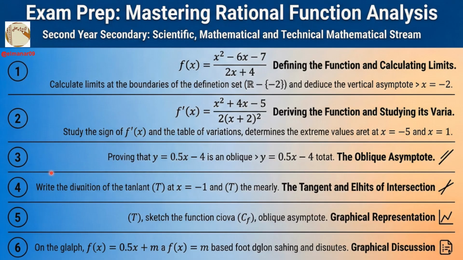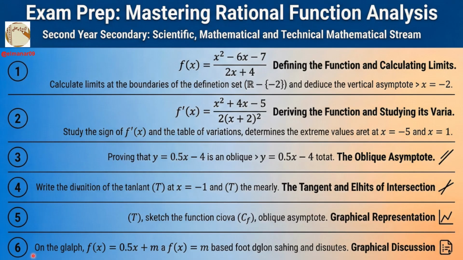Step 4, the tangent. Precision is key here. We're going to write the equation for the tangent line t, specifically at the point x equals -1. This tells us exactly how the curve is leaning at that very moment. Step 5, the masterpiece. This is where the magic happens. We take everything, the limits, the asymptotes, the extreme values, and the tangent, and we sketch the curve c of x. If your analysis is right, the graph will practically draw itself.